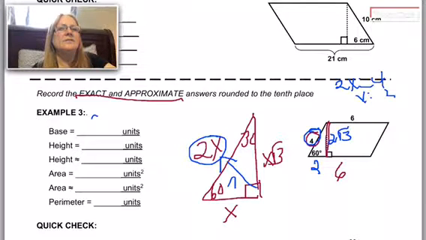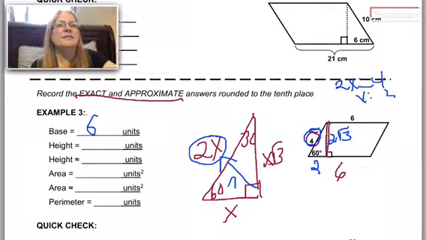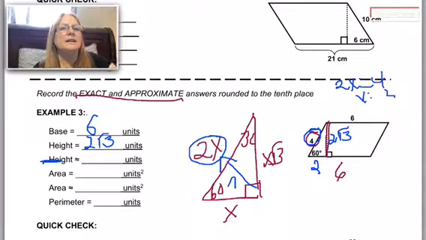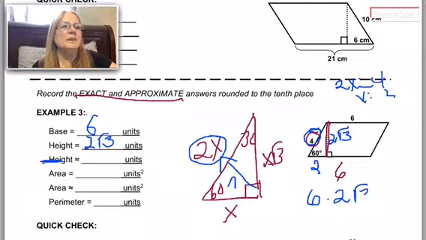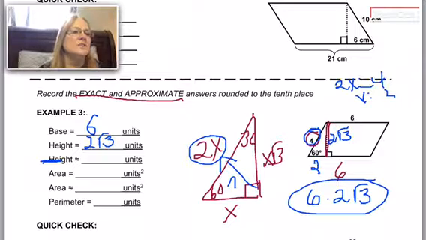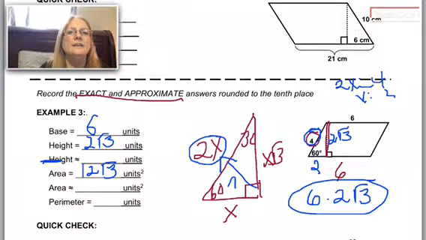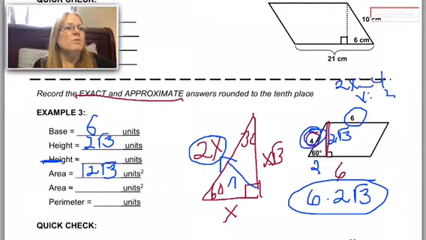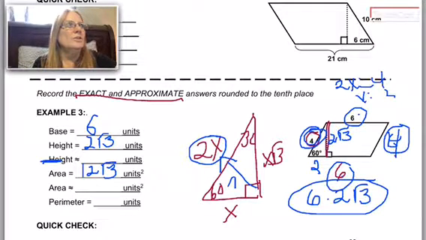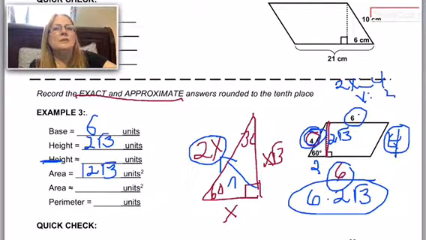So the base is 6. The height is 2 to the square root of 3. Let's come back and do this in a minute. The area then is base times height. So just 6 times 2 to the square root of 3 is 12 to the square root of 3. And then the perimeter, we have sides of 6 and 4, 6 and 4. So we can add those, 12, 16, that would be 20.